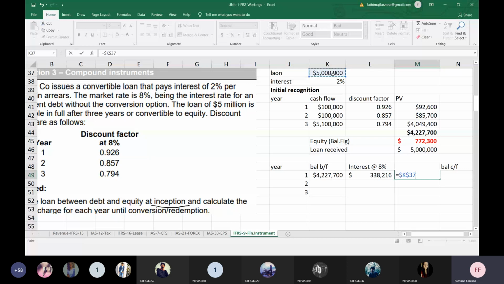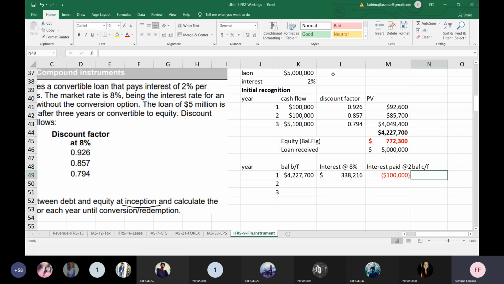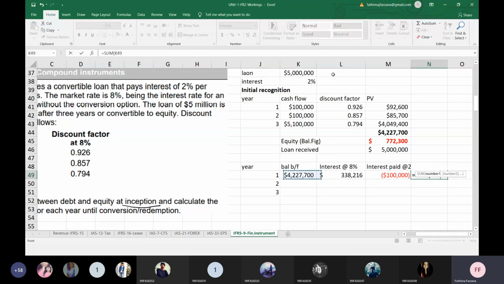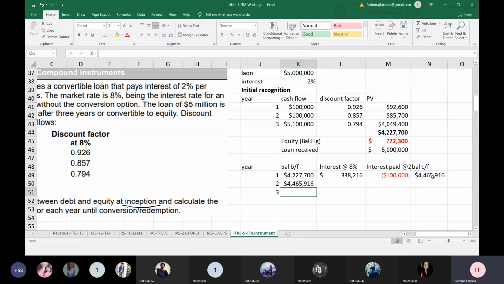I'm dollaring it into 2%. Right? I'm paying this amount, so I'll just put a minus symbol here so that it will be easy. And what is the balancing figure? It's equal to the sum of all this, A and B, the first two columns, and the second column I'll subtract it. Right? And this will be my next year's opening.